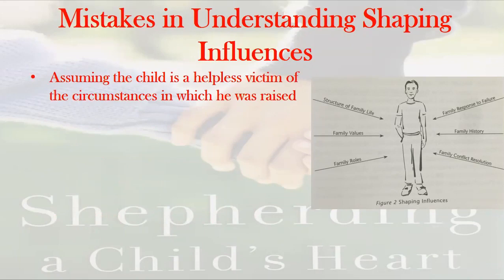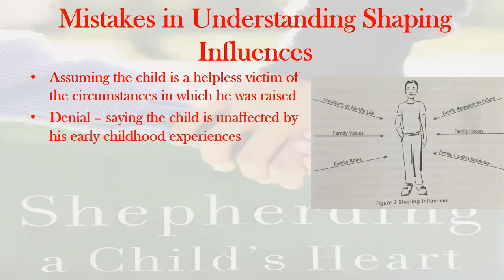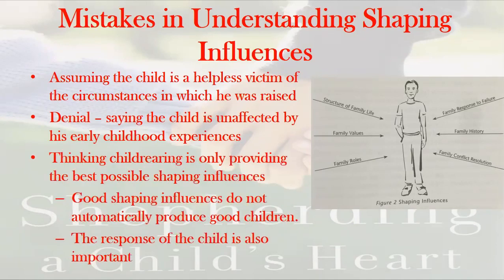One mistake in understanding shaping influence is assuming that the child is a helpless victim of the circumstances in which he was raised. In other words, we just say, oh, well, that child grew up without a father or without a mother, or had an abusive father who left them and went away, and therefore he's a helpless victim. What can you do, right? The other is a denier, saying that the child is unaffected. So you can say, well, that doesn't matter. There's always a tendency, sometimes among Christians, to say, well, it doesn't matter. God is in control of everything, and what happened to the child, he should be able to overcome that. Both of these are sort of extremes.